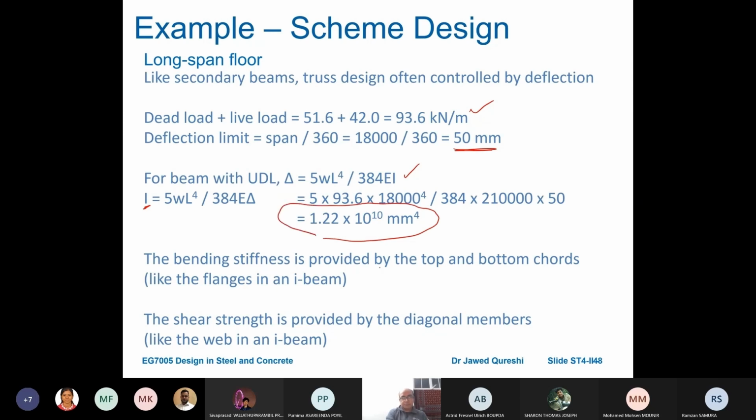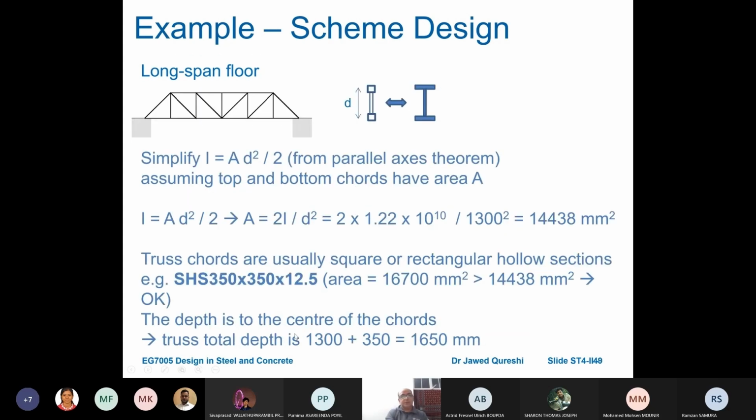Now this bending stiffness is provided by top and bottom chord, like the flange in the beam. And the diagonal members, they provide the shear capacity, like web in a beam. Now simplify: I is equal to A D² over 2 from parallel axis theorem, where assuming top and bottom chords have area A, I is equal to AD²/2. From here, I can say that A is equal to 2I over D², 2 times I I have just found out. D is the depth of the truss. The required A is going to be 14438, it should be millimeter squared.